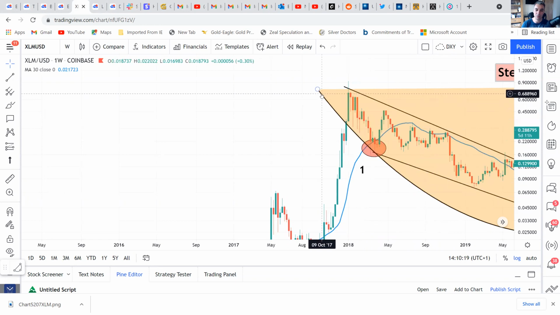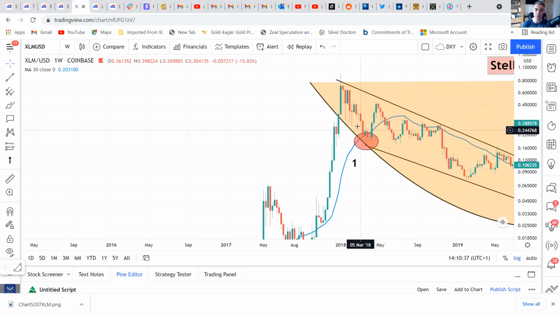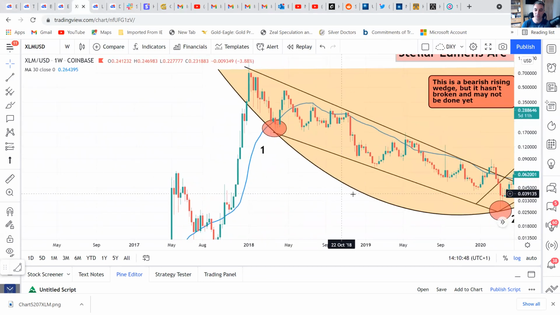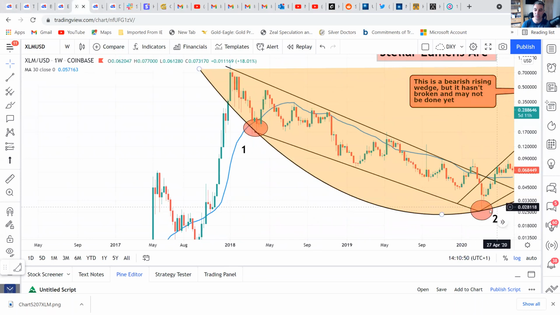I also, at this point, start putting arcs on the chart because it gives me an idea that if price breaks down below this wedge, the arc pretty much always catches the price and stops it falling any further, where that support level is. A little bit difficult with Stellar because we just had the one touch point, this point here, and then this major touch point here at number 1. Nothing happened as far as the arc's concerned until we hit the bottom all the way down here in 2020.